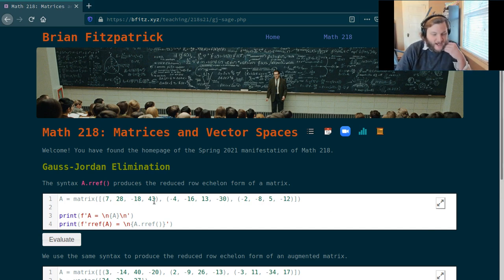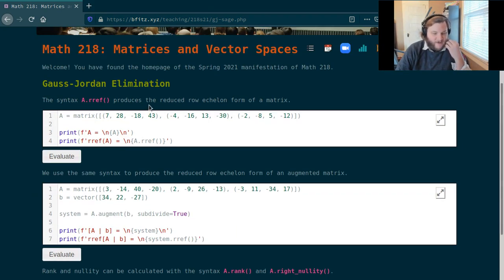So the syntax for accessing the reduced row echelon form of a matrix in Sage is a.rref. So I've predefined some code here to calculate the reduced row echelon form of any matrix. So here I'm defining a matrix A. This is just whatever matrix I was thinking about at the time. And there's two print statements down here. The first print statement will tell us what the matrix is, and the second print statement uses the syntax for reduced row echelon form, a.rref.